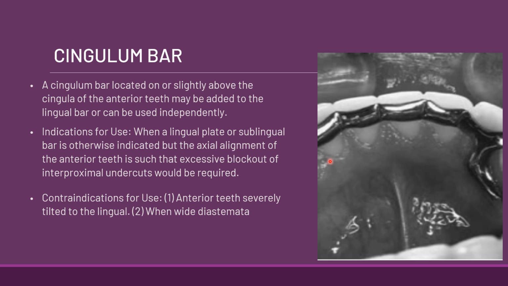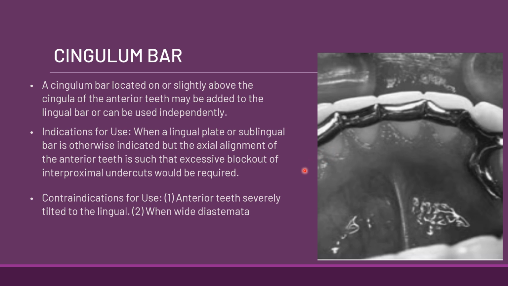The indications for the cingulum bar are if a lingual plate or a sublingual bar is otherwise indicated, but the axial alignment of the anterior teeth is such that excessive blockout of interproximal undercuts would be required. If you have to excessively block out your interproximal areas, then you can give a cingulum bar.